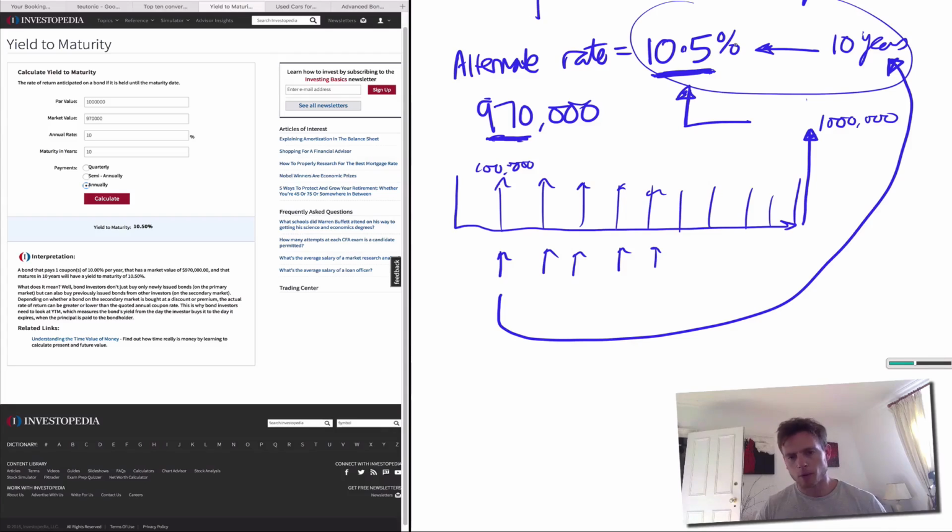So that's probably a bit of a mouthful, but if you just take time to understand it, the yield to maturity is exactly that, right? What's my average yearly return by buying this bond, receiving the cash flows, and investing them at that same rate?